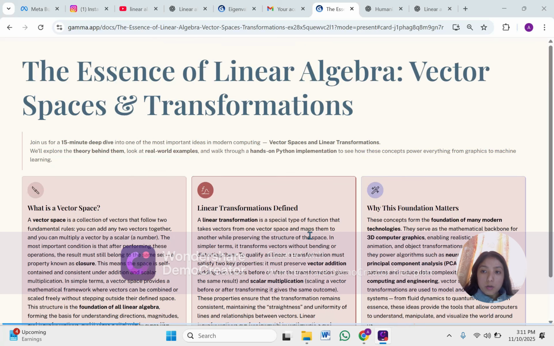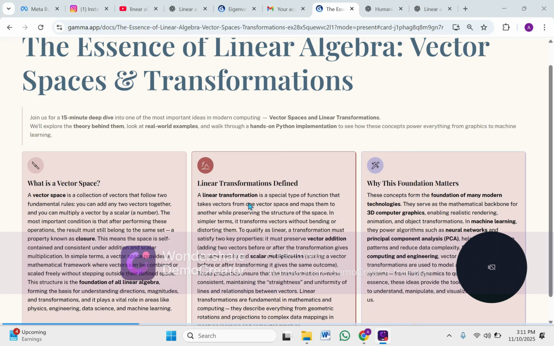Today we are going to talk about the essence of linear algebra, vector space and transformation. So let's start the topic. Please join us for a 15-minute deep dive into one of the most important ideas in modern computing, that is vector space and linear transformation. We will explore the theory behind them, look at real world examples, and walk through a hands-on Python implementation to see how these concepts power everything from graphics to machine learning.